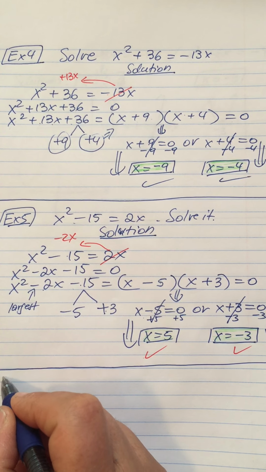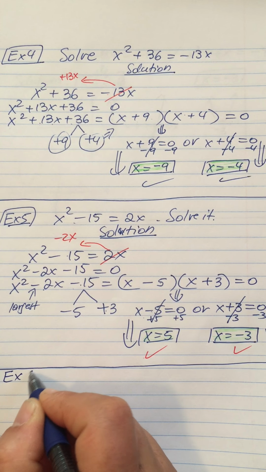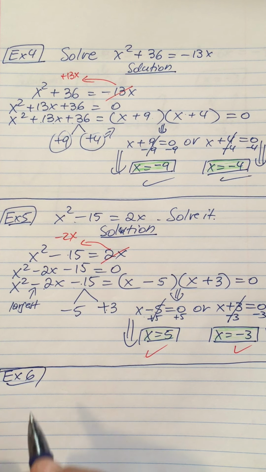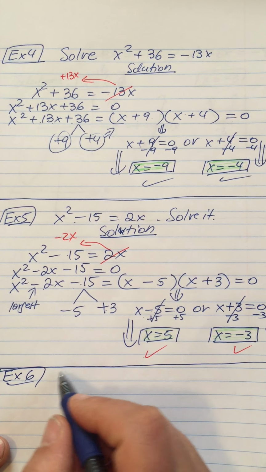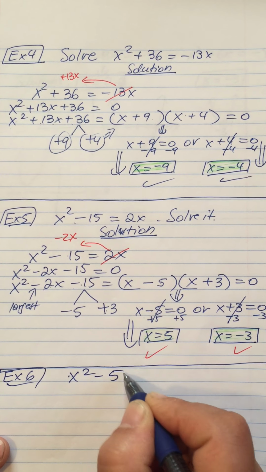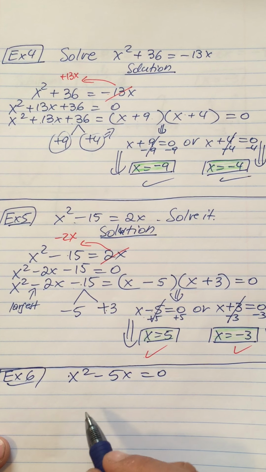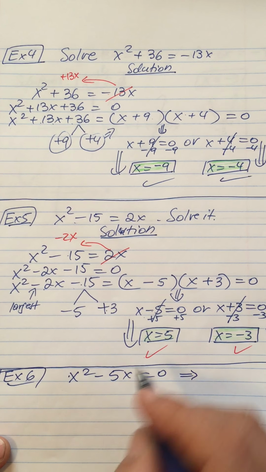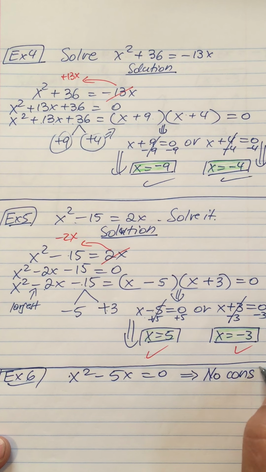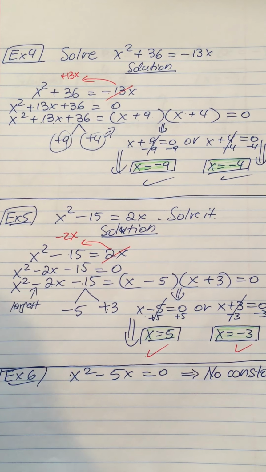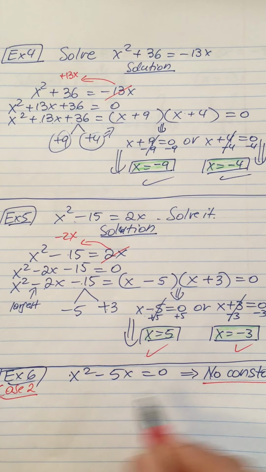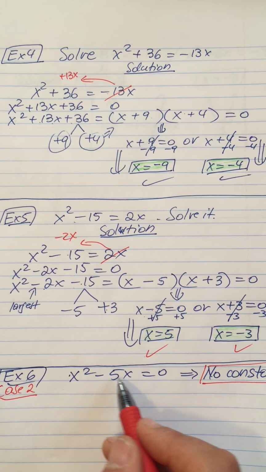Example 6. So let me introduce you now to the second case. x squared minus 5x equal to 0. So this is the second case. The constant is missing. Case 2. No constant, which means it's easier to factor.